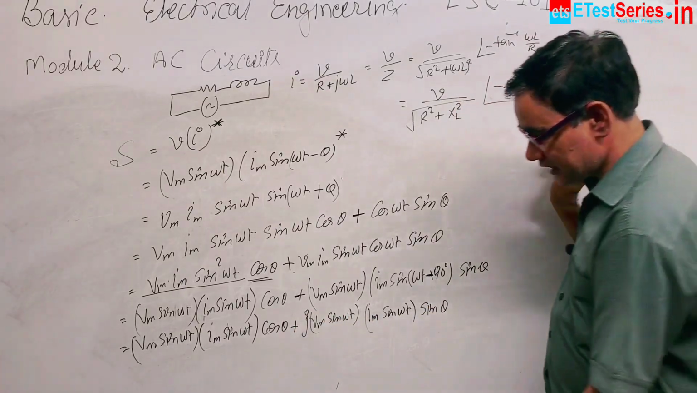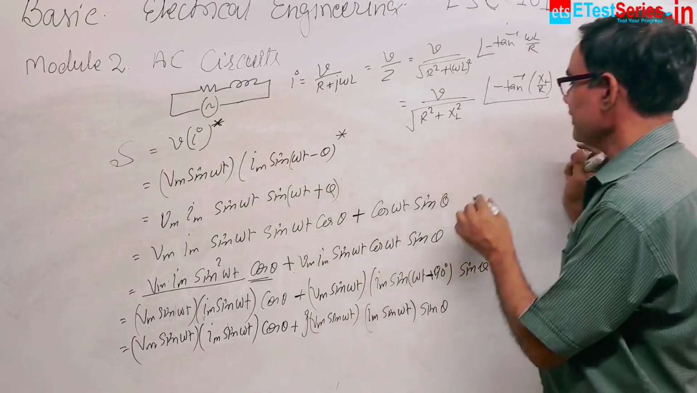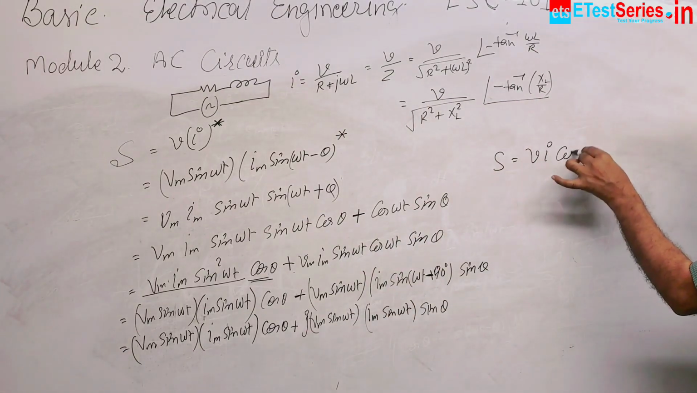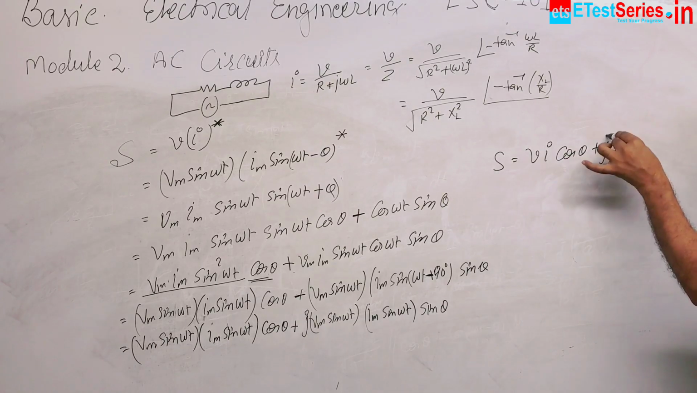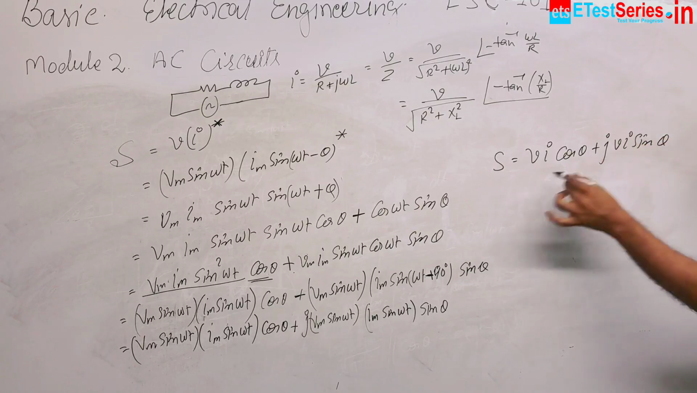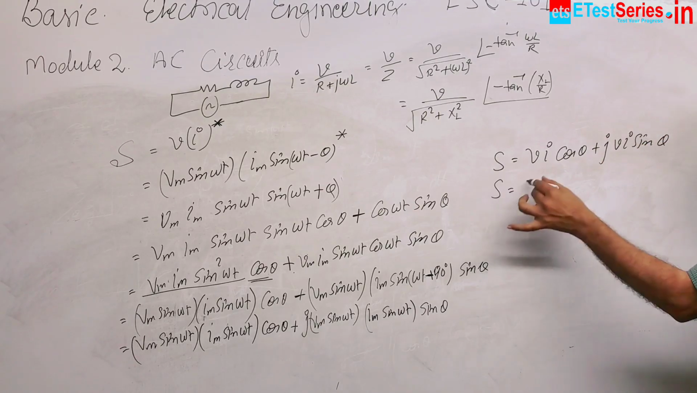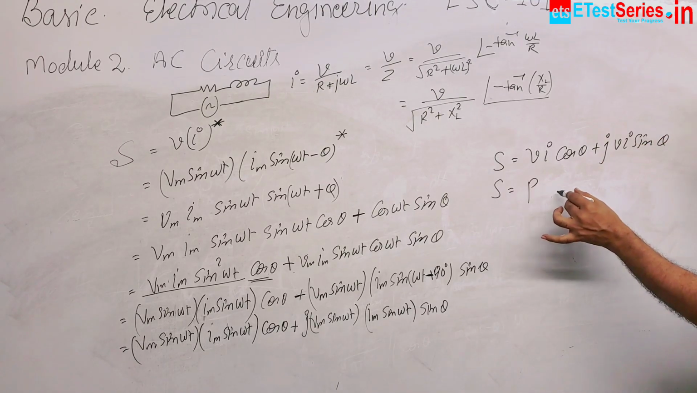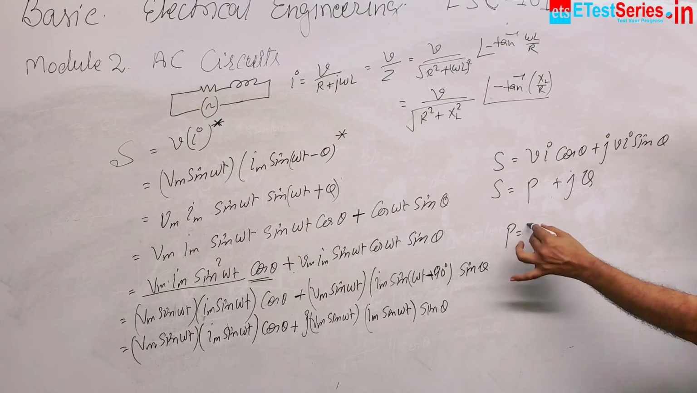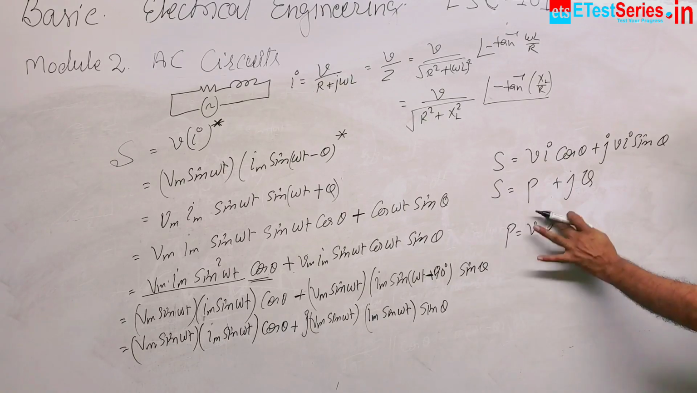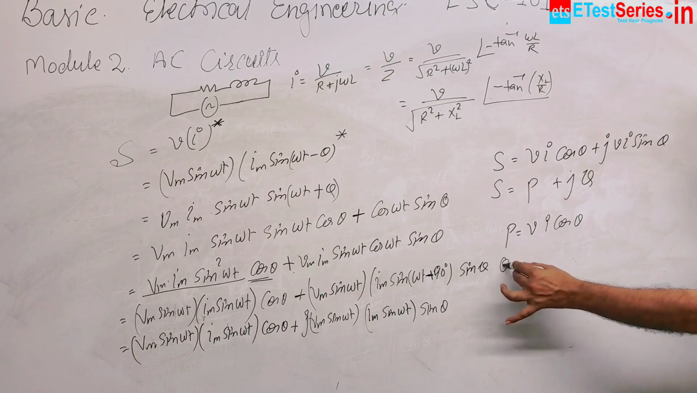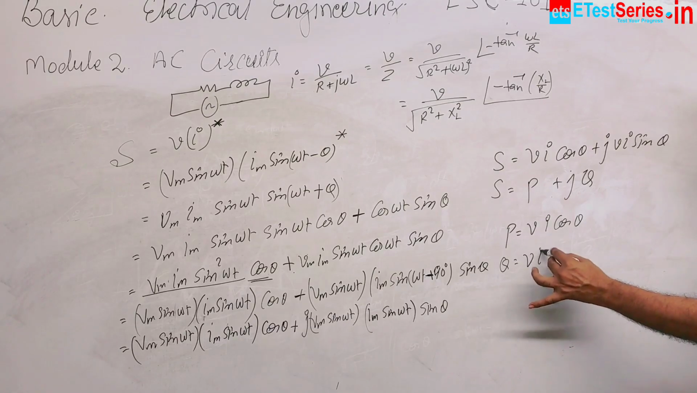So now it is nothing. S equals V into I cos theta plus iota V into I sin theta. So it is nothing, S is equal to P plus iota Q. Here P is nothing but VI cos theta, and Q is nothing but VI sin theta.